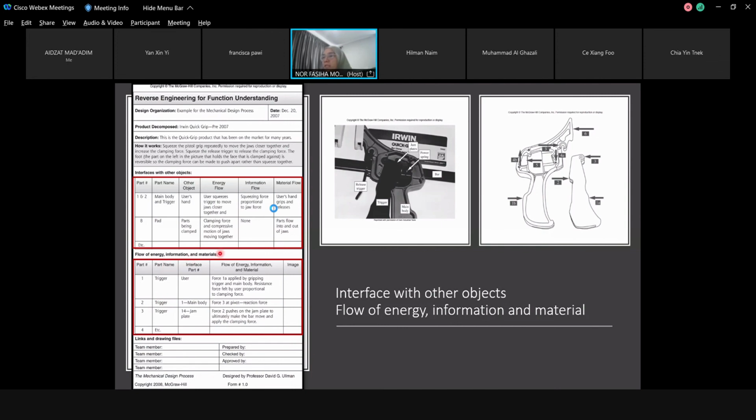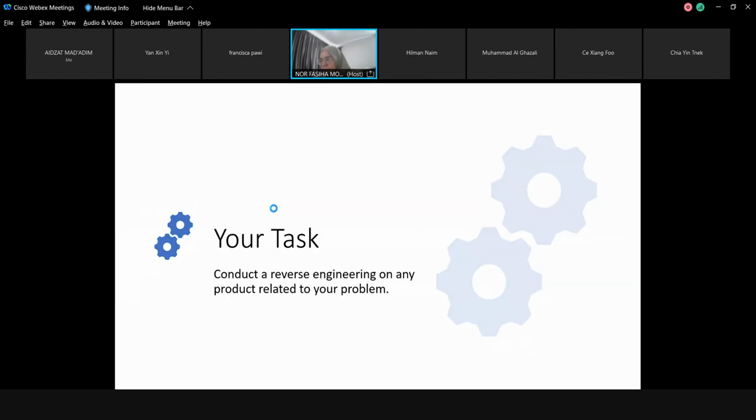In the second section, again, you analyze the parts. Part number 1, trigger, interface, user, and what is happening. What is happening here about the flow of energy, information, and materials. The first one is mainly on the interface. The second one is mainly about the flow of energy, information, and materials. So that's it.